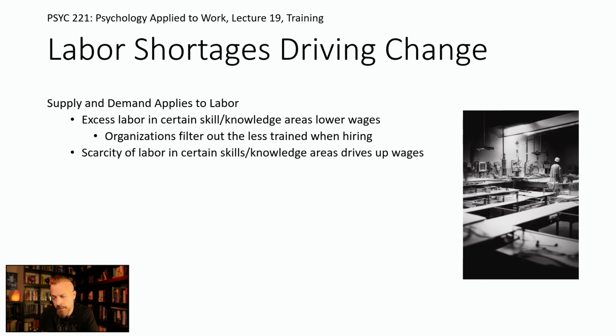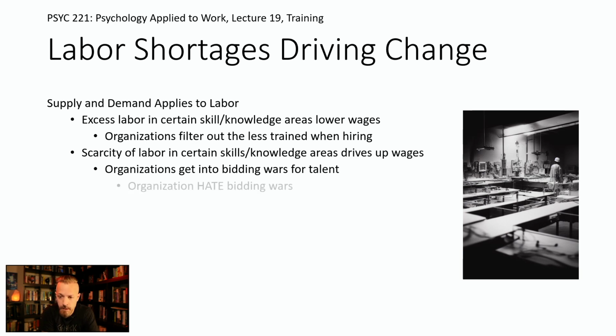But the opposite happens as well, which is you get scarcity, and certain skills and knowledge areas can become more scarce than others. But the overall effect of that is driving up wages. And then if that scarcity coincides with high demand, where organizations really need those skills and there aren't that many people, you get organizations that get into bidding wars for that talent. Organizations really hate that situation because they lose all power over price, and the cost of those types of people keeps going up and up, just like the cost of oil when everybody needs oil and there isn't enough supply. So that tends to drive a lot of investment in training.